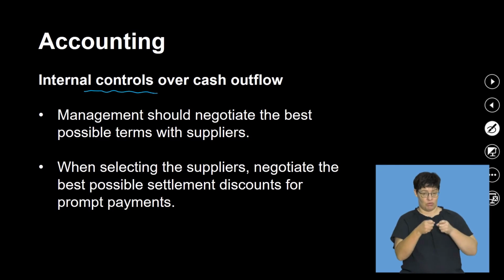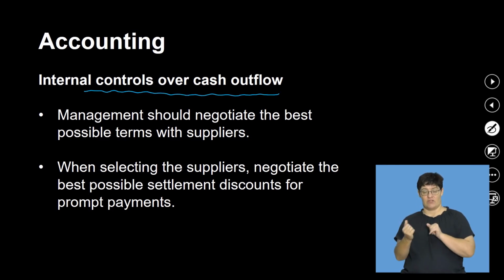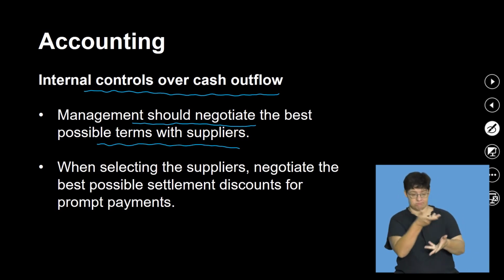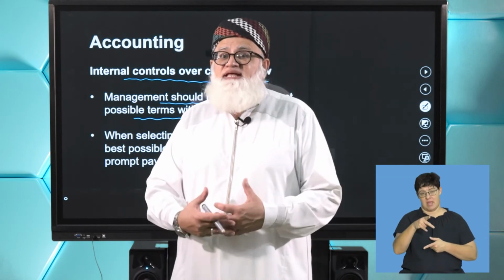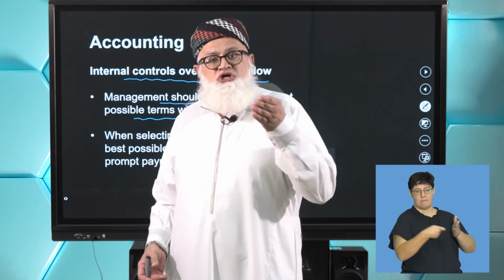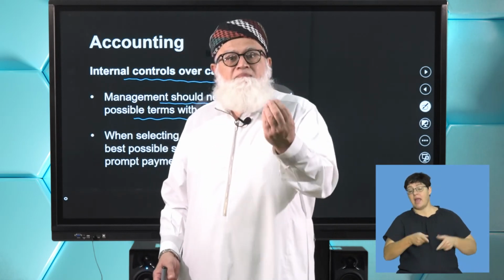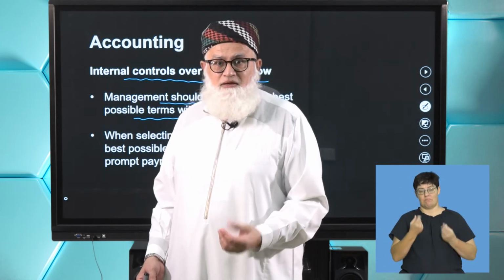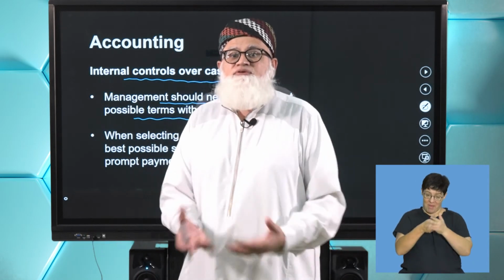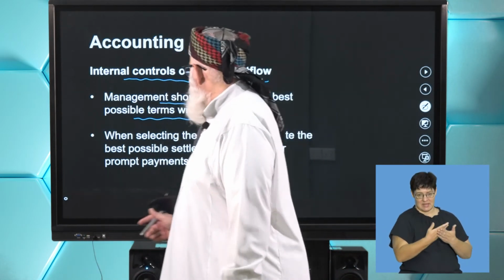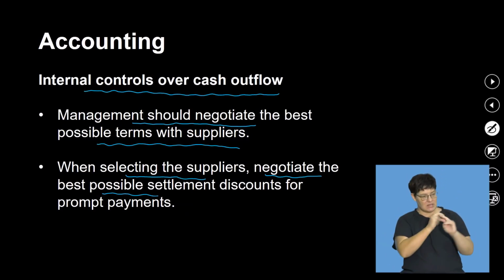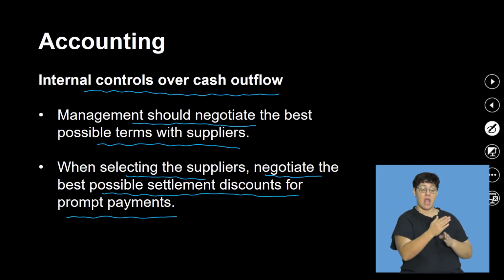Internal controls over our cash flow management should negotiate the best possible terms with suppliers. Absolutely important. People that are in charge of procuring, people in management, should negotiate with suppliers so that we get the best possible deals. Because at the end of the day, the better the deal for the business, the better for everybody. Everybody will benefit from it.